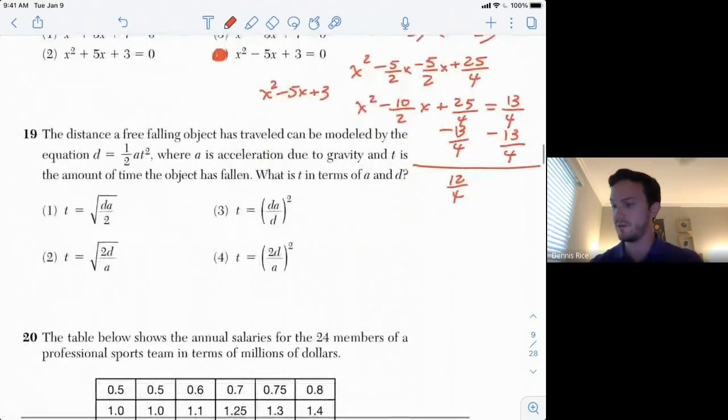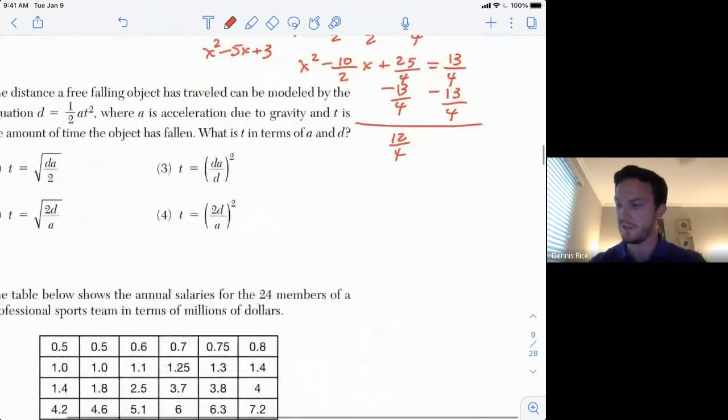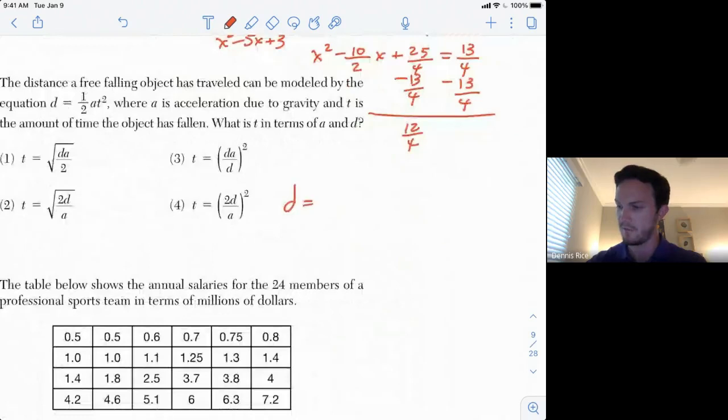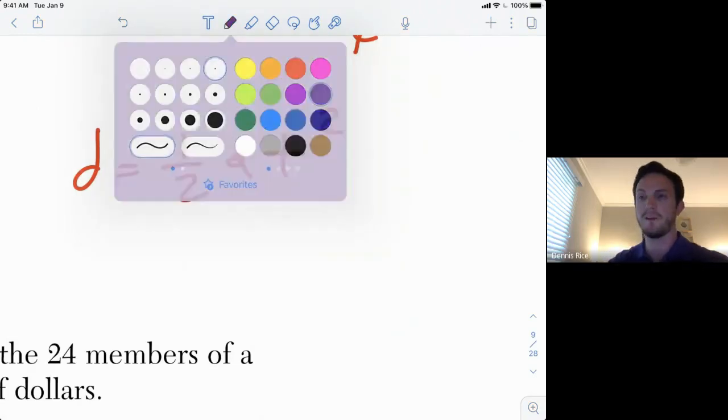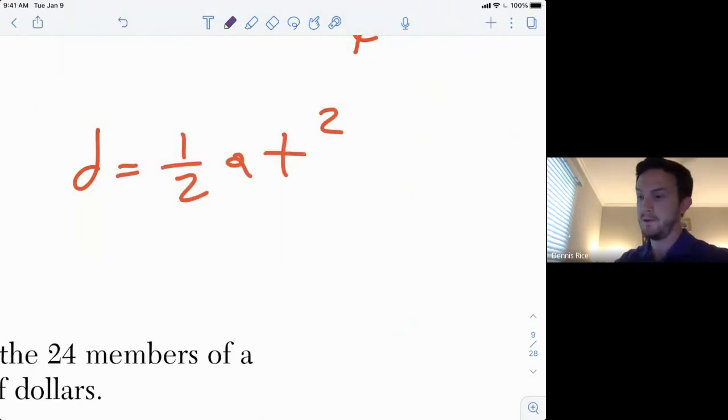Number 19 is a literal equation. It asks us to solve for t. We just did this topic in review. So let's solve for t. We should know how to do this. I like to get rid of the fractions first. How can we get rid of the fraction in this case? How can we get rid of 1/2?